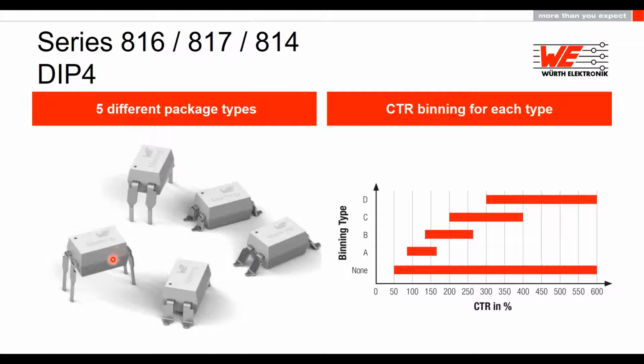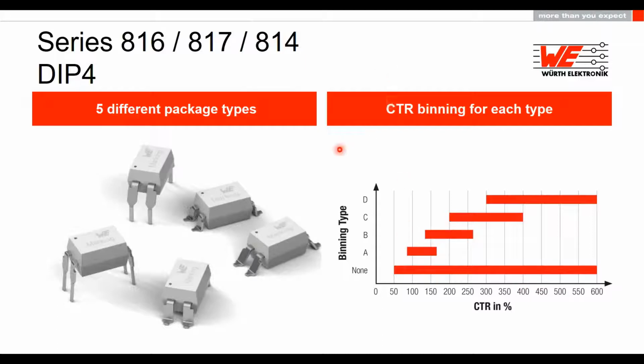marking. But when you're receiving the component, instead of the marking, you will see the series and the binning which you received or ordered. So we have 5 different package types for each series with different lead frames, and for every type we have 5 different binnings. So you can see here on the right side.